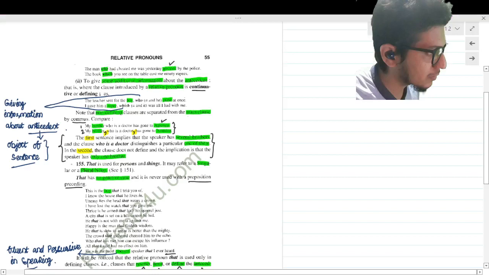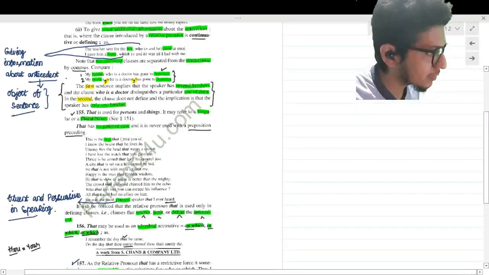Rule number 155. That is used for persons or things. It may refer to a singular or a plural noun that has no genitive case, and it is never used with a preceding preposition.